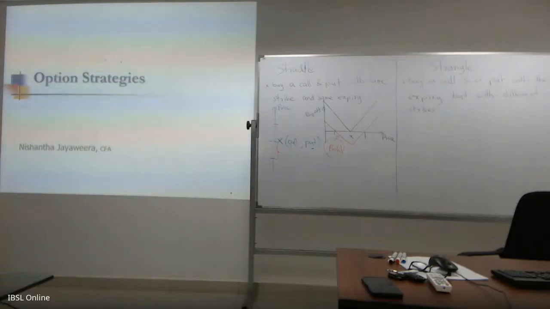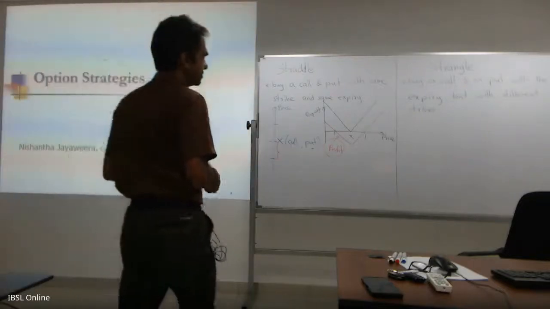What is the opposite? Volatile. The market is volatile, what does it mean? We don't know whether the price is going up or going down. It can be either way, but the market will move. So in that case, we make a strangle.